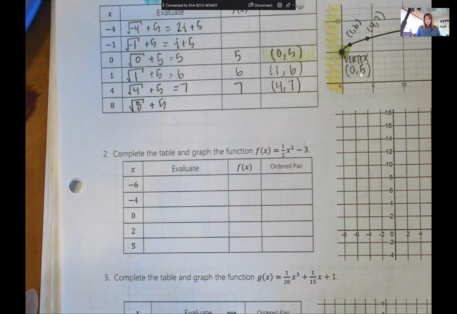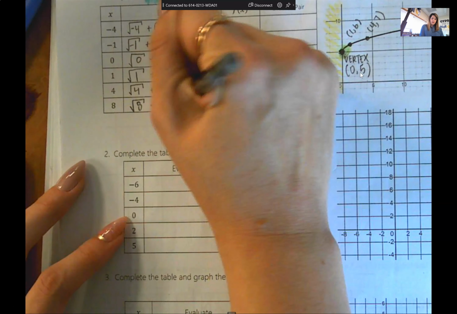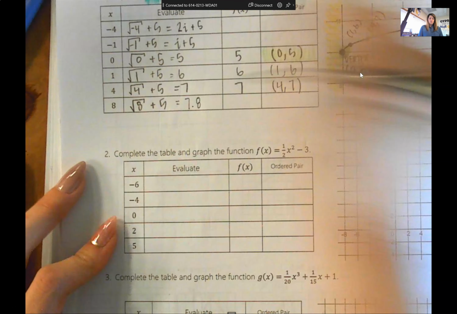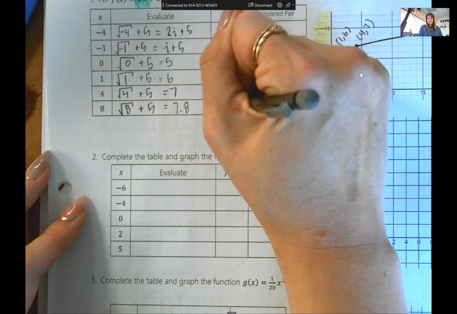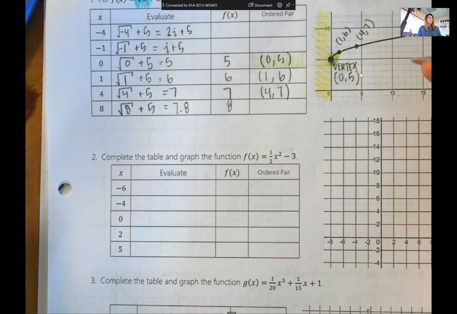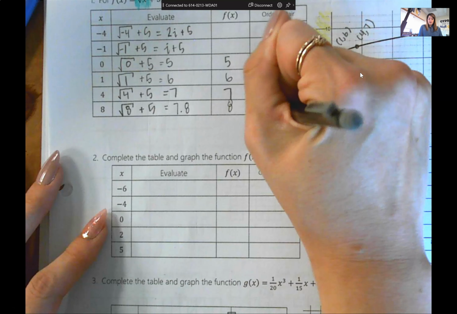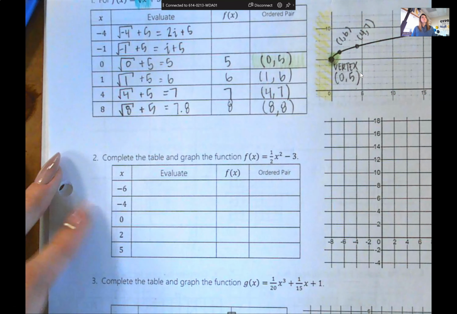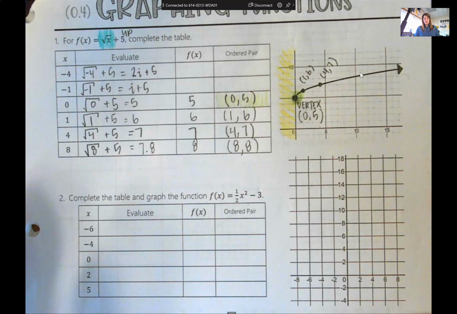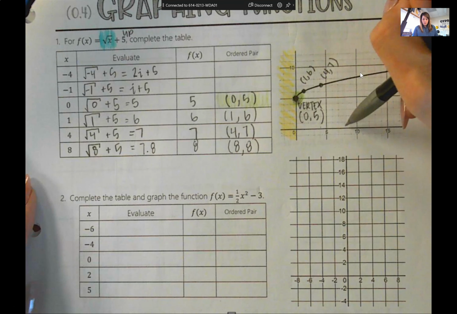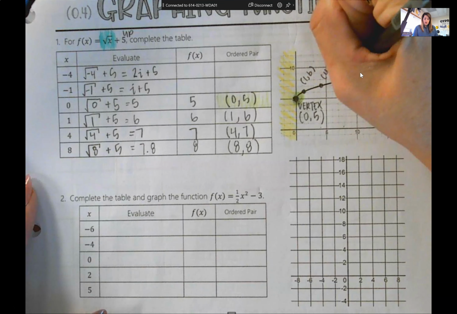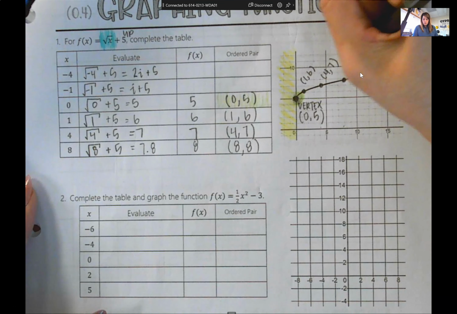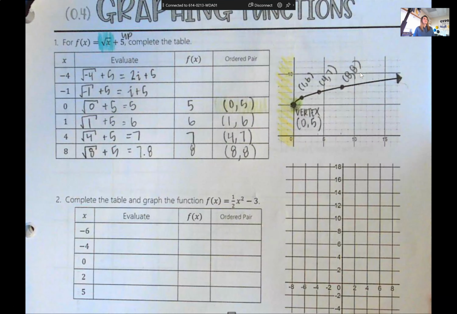Okay. I'm getting 7.8. So to make our lives easy, I'm just going to round that up to 8. It's about 8. So I'm going to verify that there is a point around 8, comma 8. So if I go over to 8 and then up 8, I do land on my firework graph.